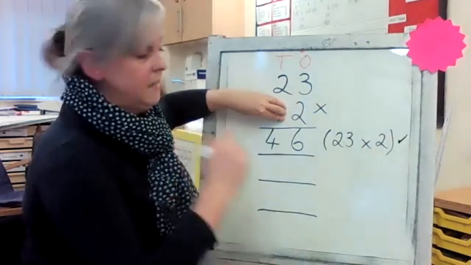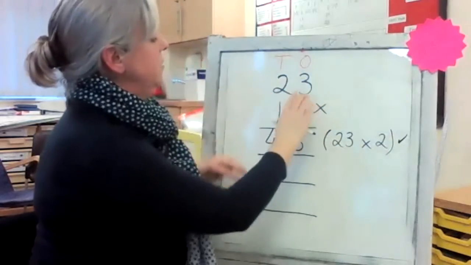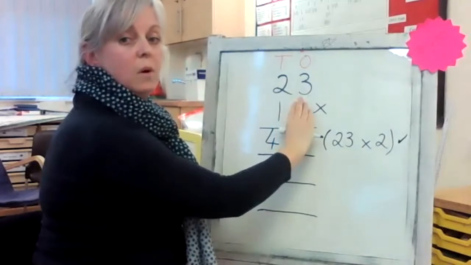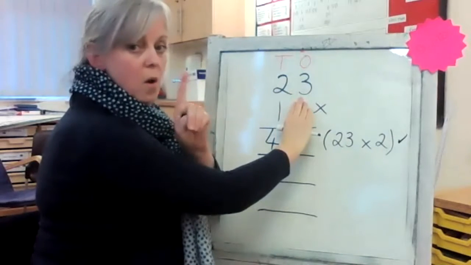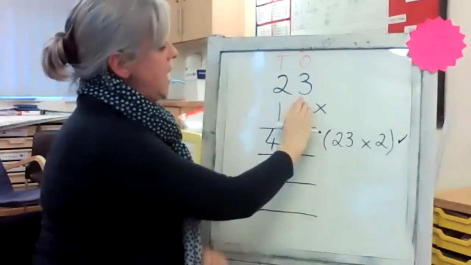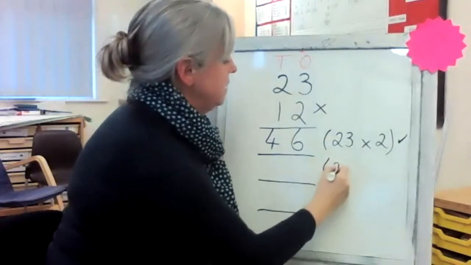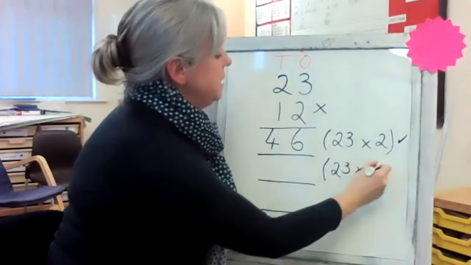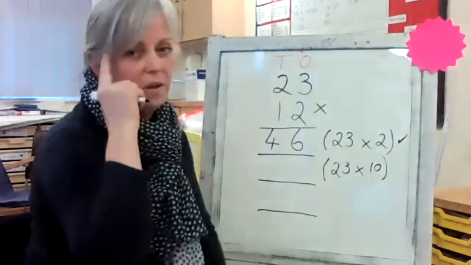Right, now we're moving on to the second step, which is no longer looking at this 2. We're looking at the digit 1. So we're multiplying 23, not by 1, but 23 multiplied by 10. So we need to write in brackets, ready, 23 multiplied by 10. So I know that that is what I'm doing.